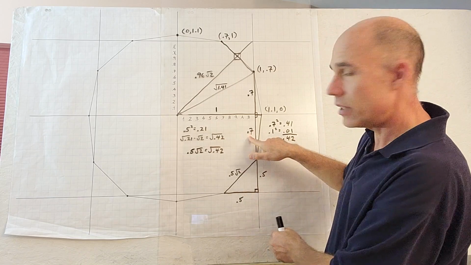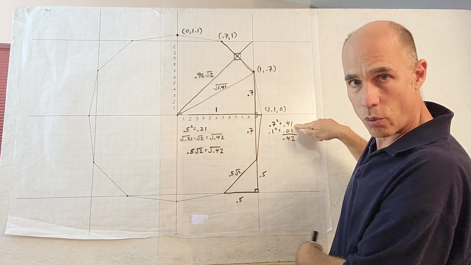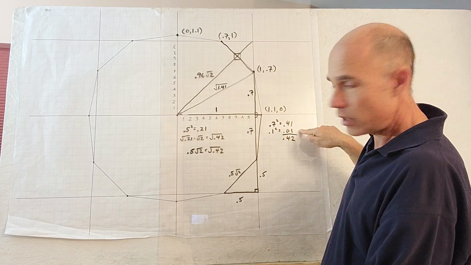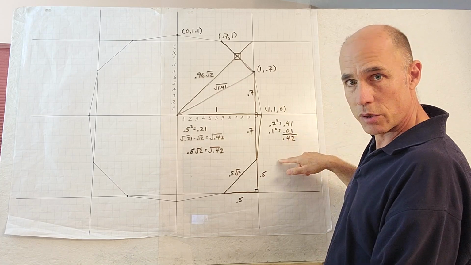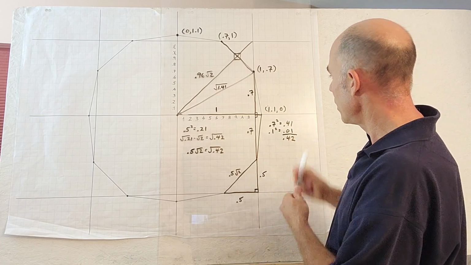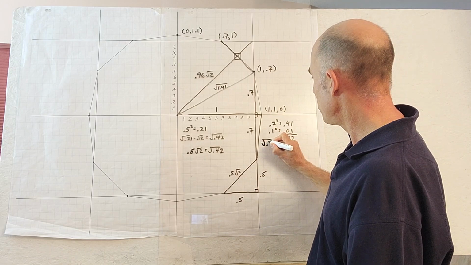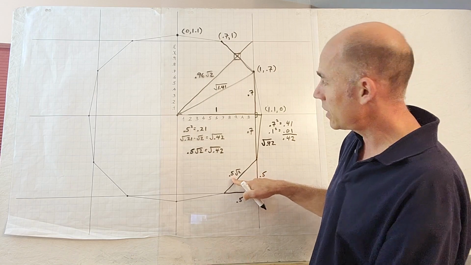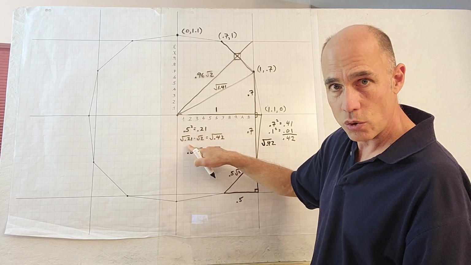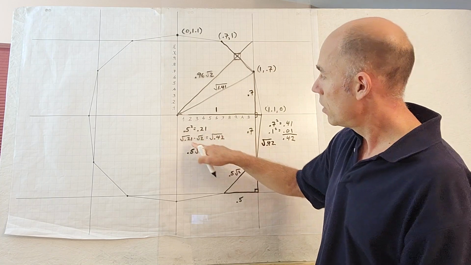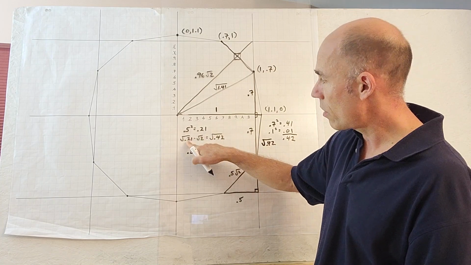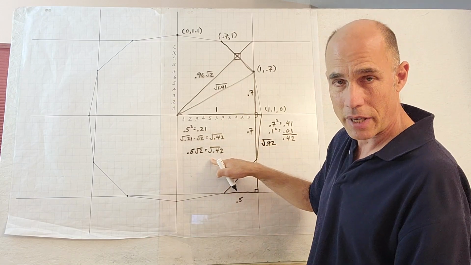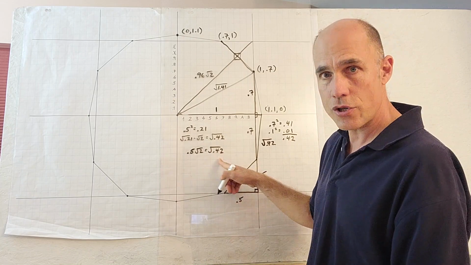So 0.7 squared is 0.41 in base 12. 0.1 squared is 0.01. So 0.41 plus 0.01 is 0.42. So this side here is the length of the square root of 0.42. So we can test and see that 0.5 root 2 is the same, while 0.5 squared is 0.21 in base 12. So 0.21 times 2, or square root times square root, is the square root of 0.42. So therefore the 0.5 root 2 is the same as the square root of 0.42.